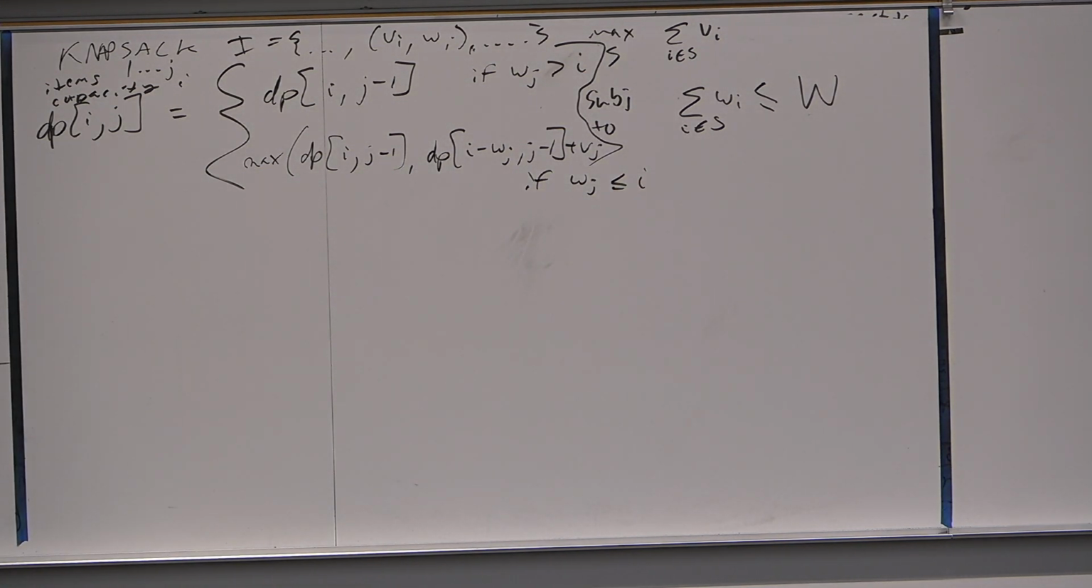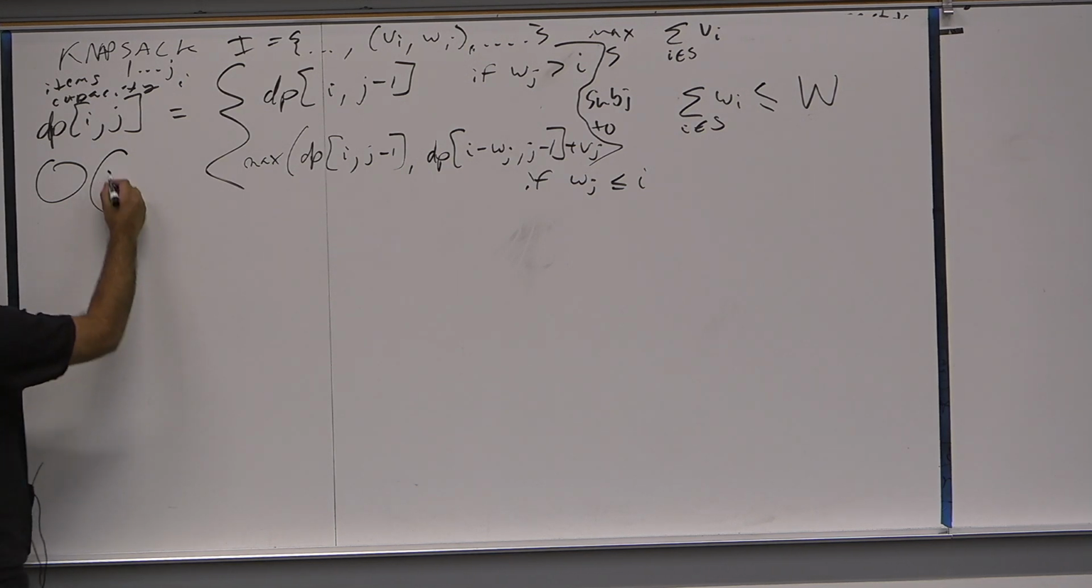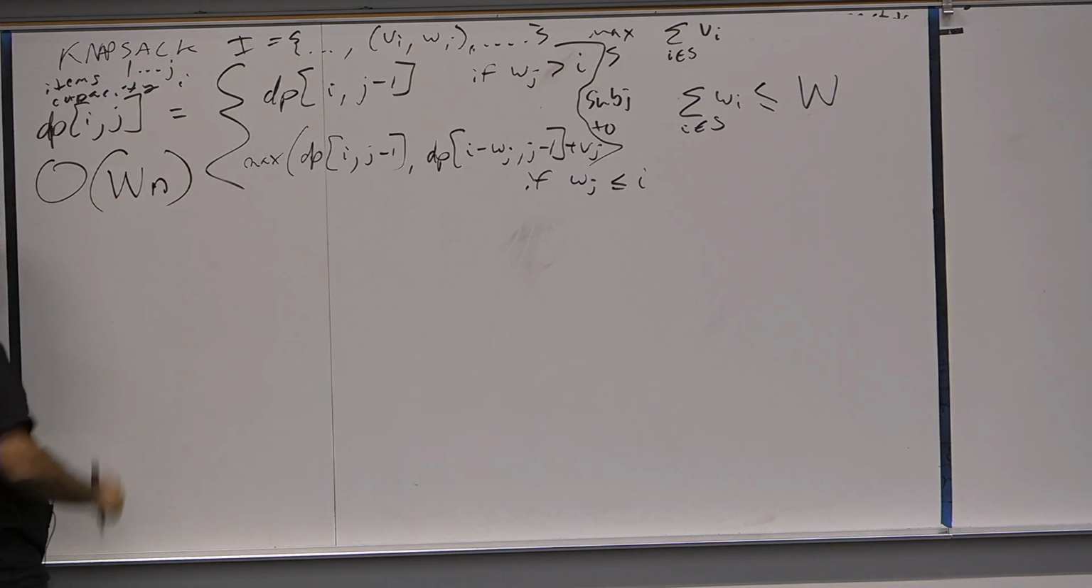What was the runtime of this? It was the weight times the number of items. Yes. You've basically fill in that table. It's constant time. Pull some elements. The table's about that size. This is an exponential runtime, though, right? We agree. Why was this exponential?